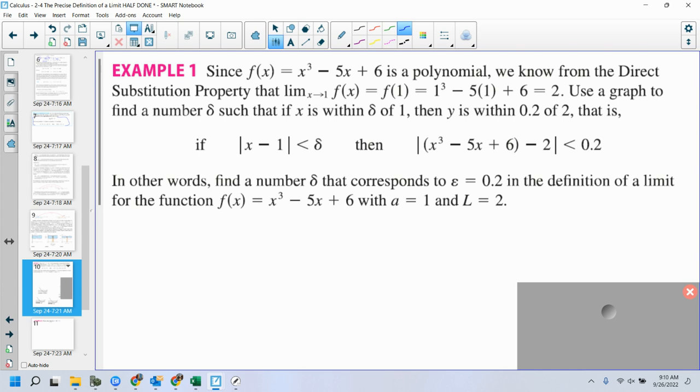Now, how do I mathematically state that? That's what's down below. I'm going to say find delta so that the absolute value of x minus 1 is smaller than delta. If that's true, then this whole function minus 2, see, this is where they're starting to provide the solution, x to the third minus 5x plus 6 minus 2 has to be less than 0.2. If this was a quiz or test problem, I would not give you this. You would have to remember that.